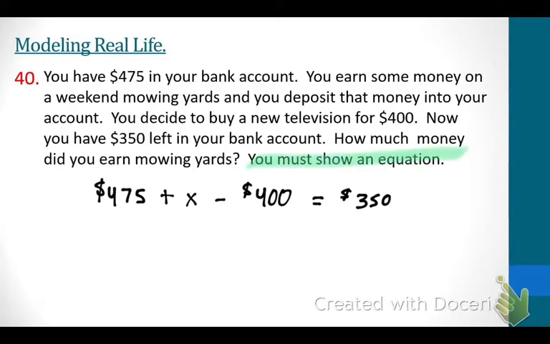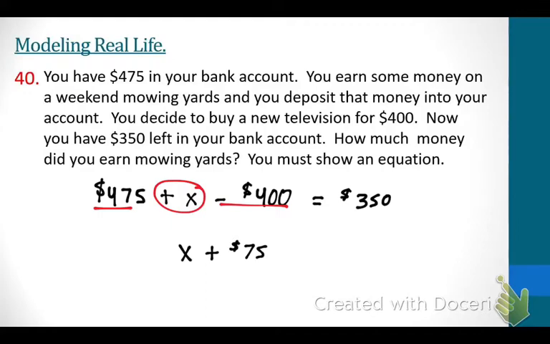Here it has asked us you must show an equation. This is an equation because we have a variable, a plus or minus, and an equal sign. On the left side, I can combine these like terms. Okay, so I'm going to drop down my x, but I want you to combine this right here. Guys, what's 475 minus 400? 75. Positive or negative 75?